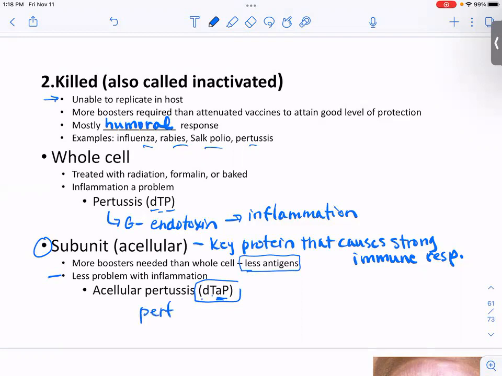With pertussis in particular, our immunity wanes usually by the time we're about 12 years of age. So babies that were vaccinated with the DTaP don't have much protection by the time they're 12. And so they recommend that you get a booster when kids are about 12.